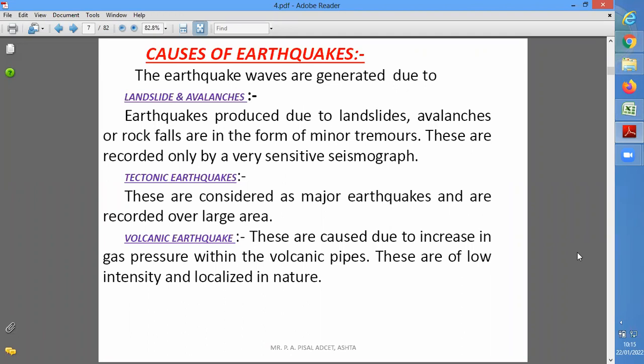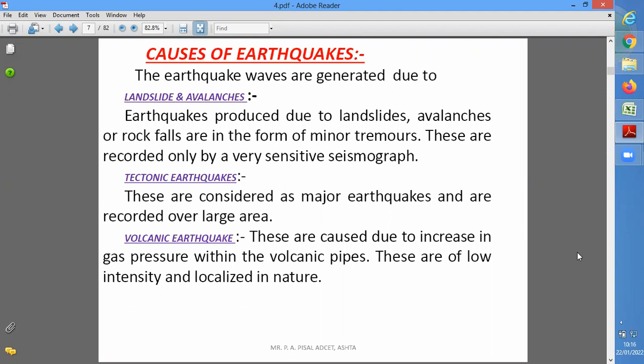It means that for all types of earthquakes, majorly the internal processes of the earth are responsible, and the earthquakes developed due to these internal processes of the earth are considered tectonic earthquakes. These are very large in number and also recorded over a large area. What is the meaning of recorded over a large area? It means if an earthquake happens in India, then the earthquake waves of that earthquake are recorded globally in all countries. The earthquake waves will be recorded, so it is considered a global earthquake.